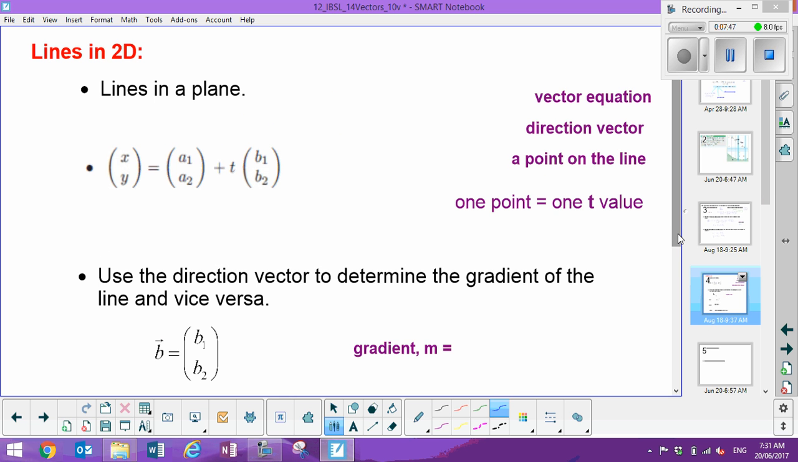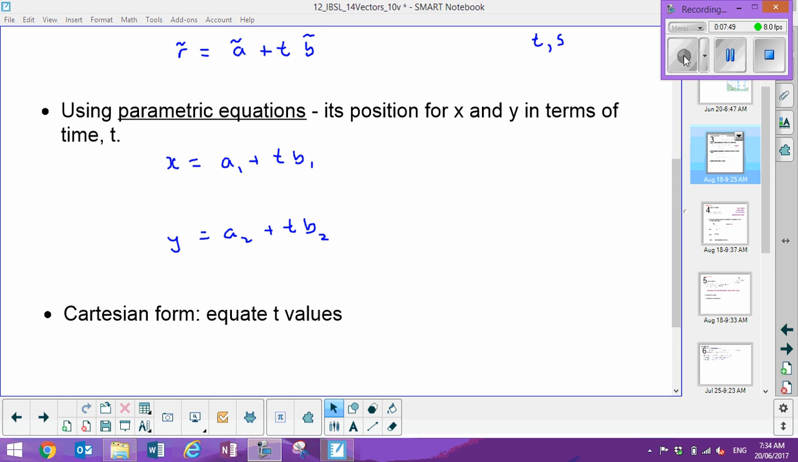We can also, just wait. Right, sorry about that. Just wanted to add this Cartesian form.